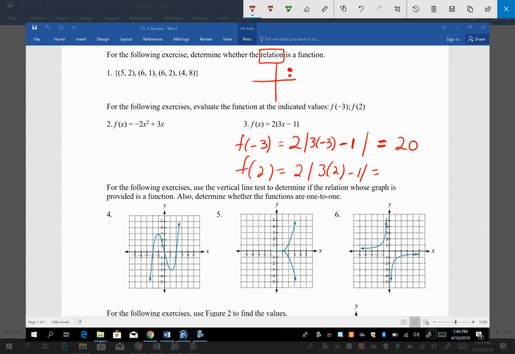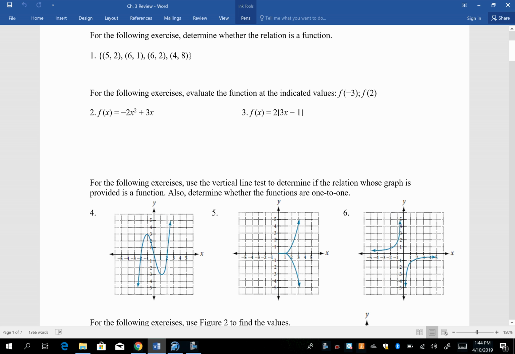Answer 10. For those keeping track at home, there's one. What's the answer? 10. 6 minus 1. Yeah, that sounds right. 6 minus 1 is 5. Absolute value of 5 is 5. 5 times 2 is 10. Oh, you're supposed to do both of them? Yeah, you've got to do both of them. Is that good? Cool. Yeah. Excellent. What's next?